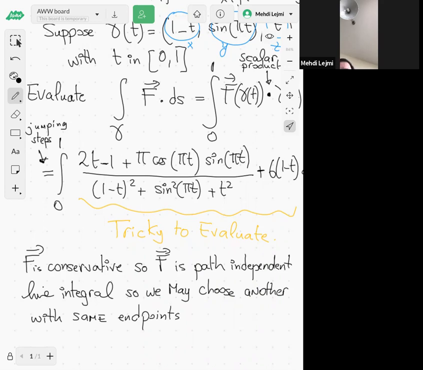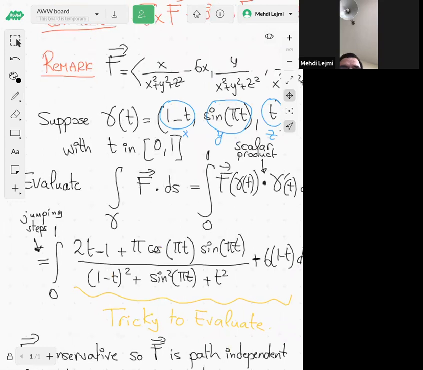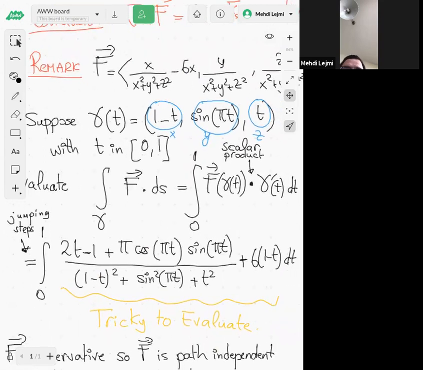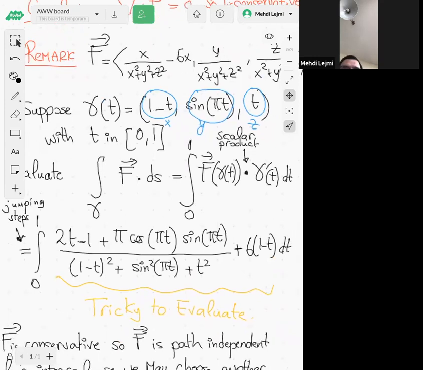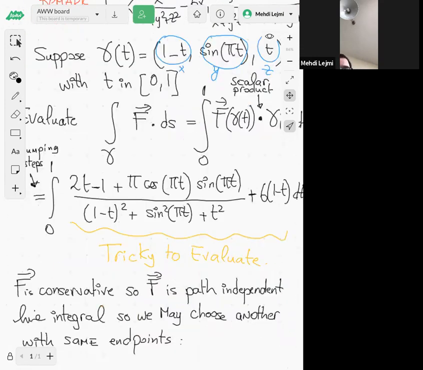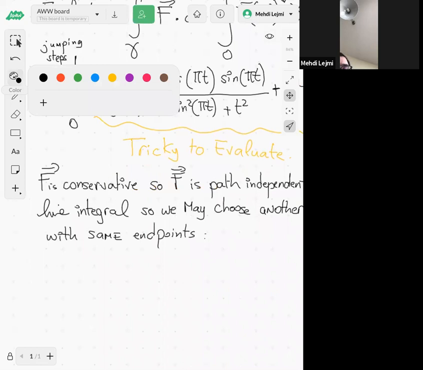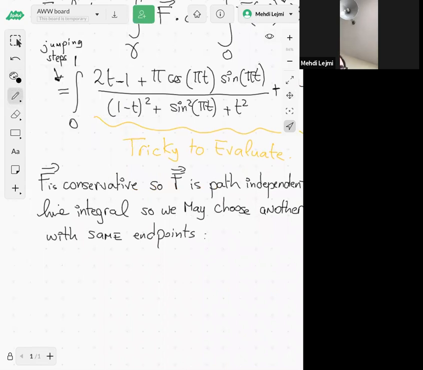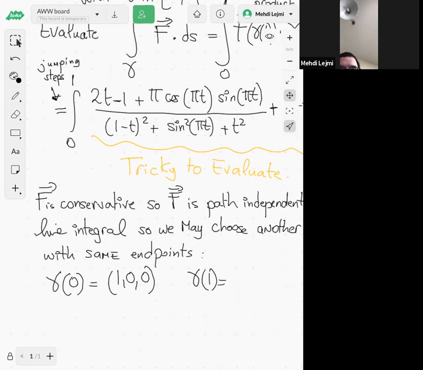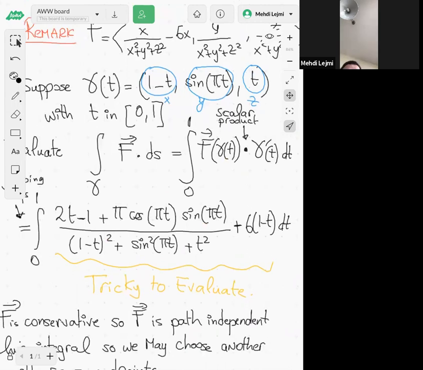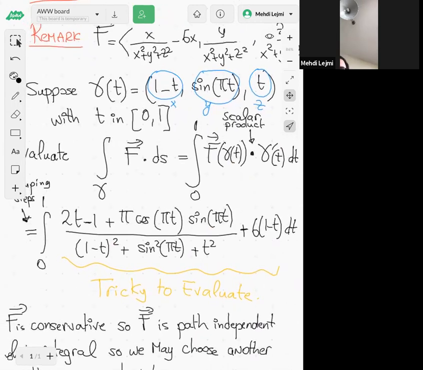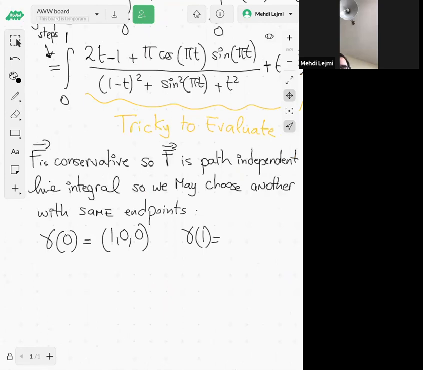So for example, here, what are the endpoints of gamma? What's gamma of 0? Well, gamma of 0 is 1, sine of 0 is 0, and 0. So gamma of 0 is the point 1, 0, 0. What's gamma of 1? Well, let's see. If t is 1, we're going to have 0. Sine of pi is 0, and the third component is going to be 1. So gamma of 1 is 0, 0, 1, right?